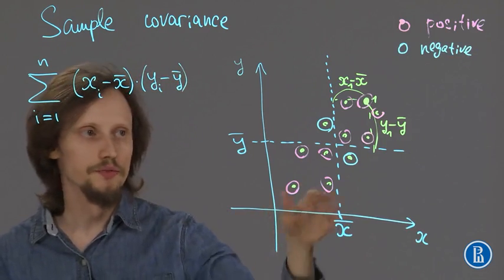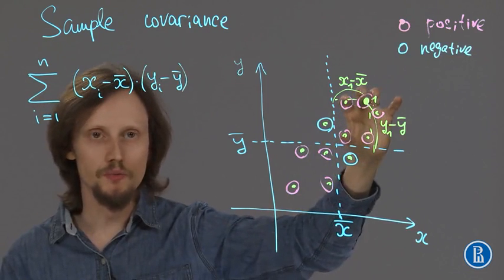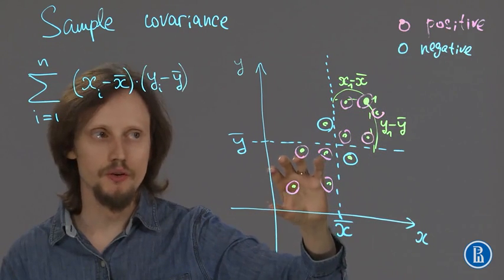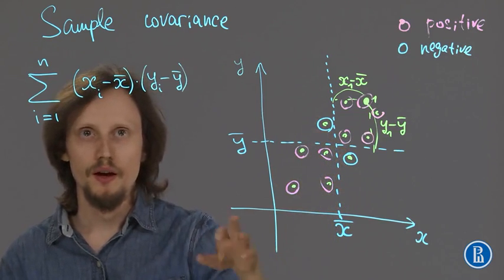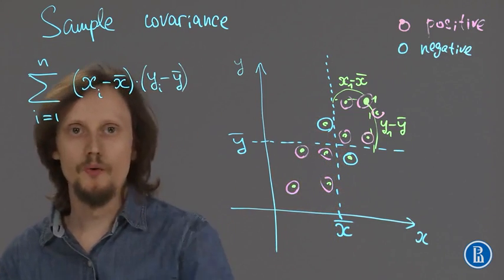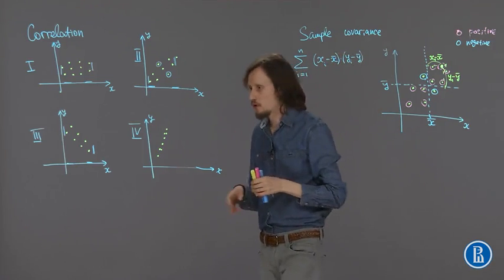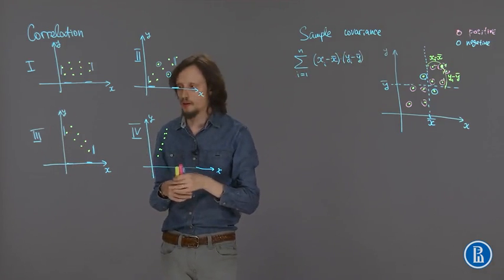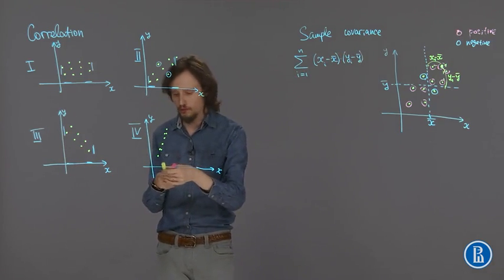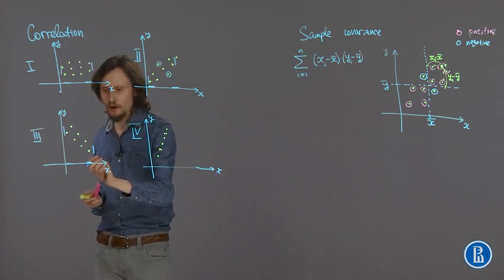We see that if this picture looks like here, so we have a lot of points here and a lot of points here, and small amount of points here and here, this sum will be positive. But if we work, for example, somewhere here, then the corresponding sum will be negative. Indeed, let me draw x bar and y bar here.